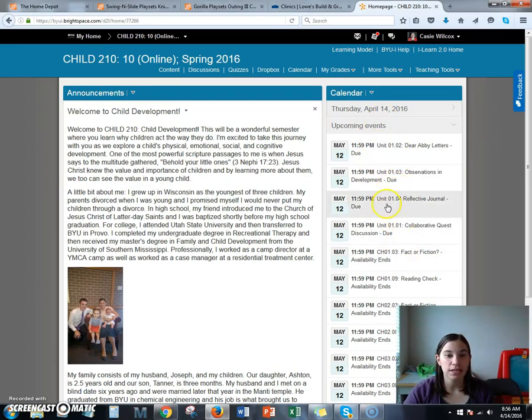On the right side here, you'll see the upcoming events, and this is where the due dates will appear. There is one due date that does not appear in the calendar, and I'm working on a way to get it to appear, but I'll tell you about that in a little bit. And there'll be email reminders and things like that.